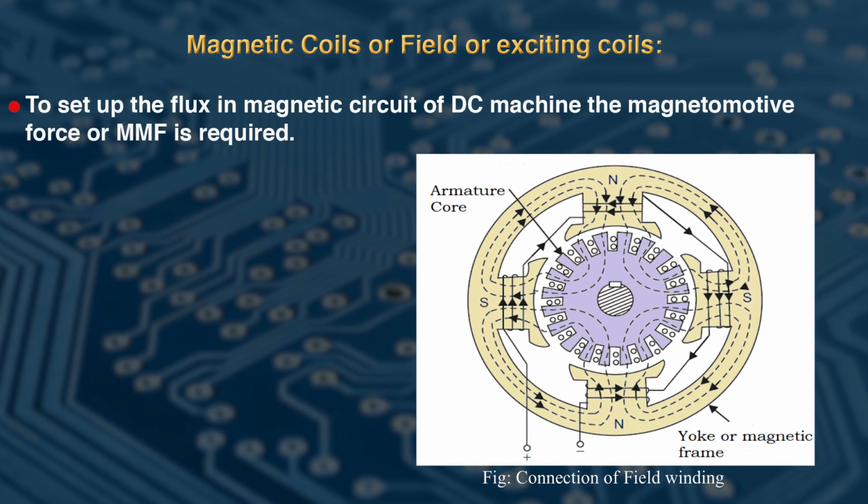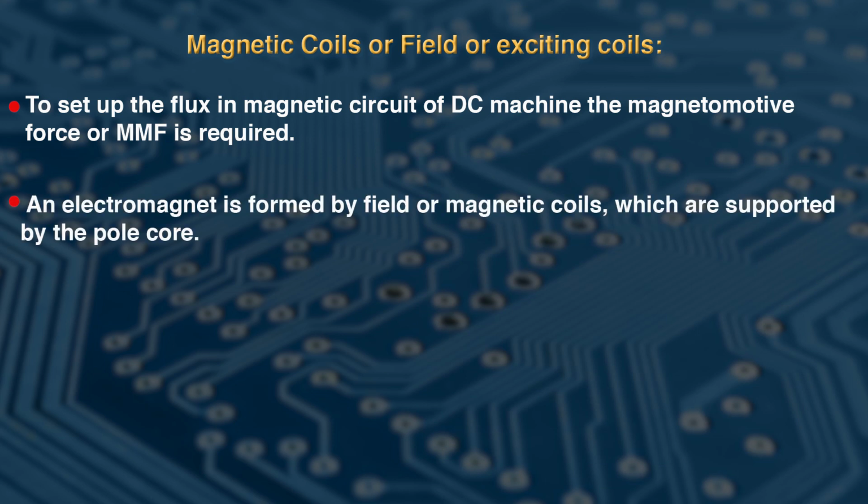To set up the flux in the magnetic circuit of DC machines, magnetomotive force, or you can say MMF, is required. An electromagnet is formed by the field or magnetic coils, which are supported by the pole core. The magnetic flux produced by this MMF is developed in these magnetic coils. When DC is passed through the field winding, it magnetizes the poles that produce the required flux. The field coils of all the poles are connected in series in such a way that when current flows through them, the adjacent poles attain opposite polarity.